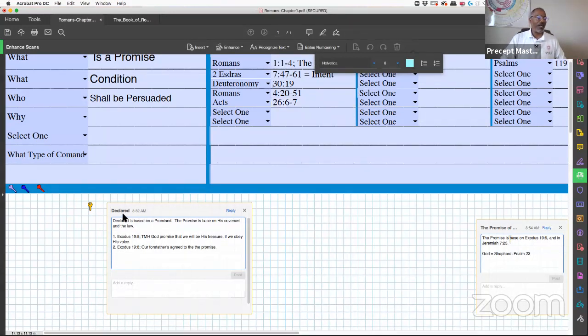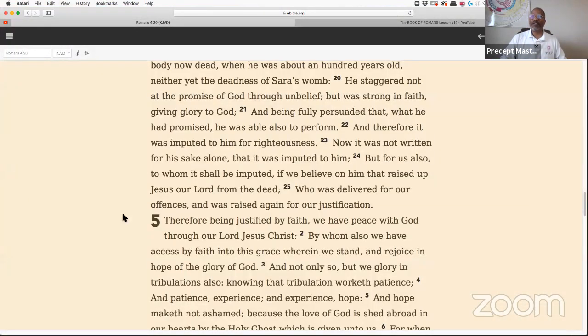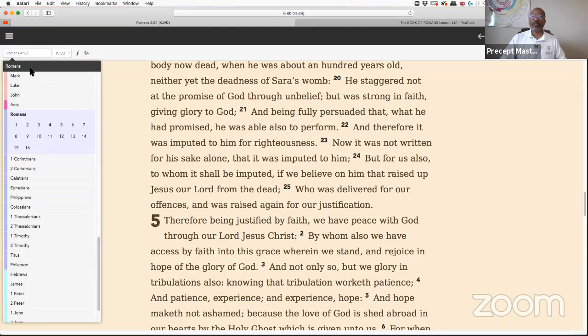Why do we need that verse? I'm going to show you why we need that verse. That verse is actually very important. And why does this thing keep doing this?